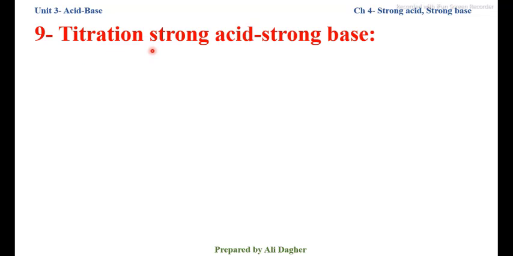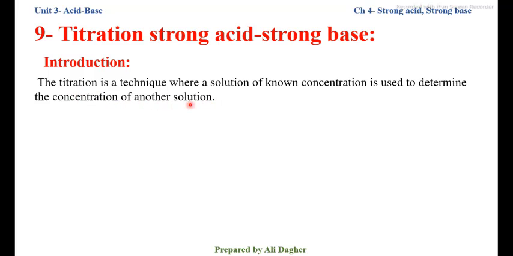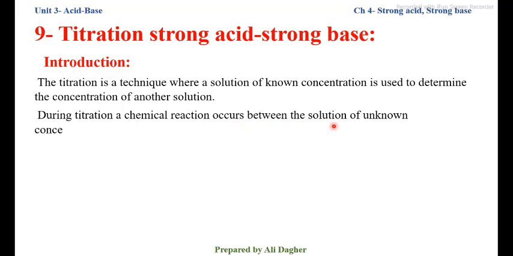Part 9, Titration, Strong Acid, Strong Base. Introduction. The titration is a technique where a solution of known concentration is used to determine the concentration of another solution of unknown concentration. During titration, a chemical reaction occurs between the solution of unknown concentration and the solution of known concentration.